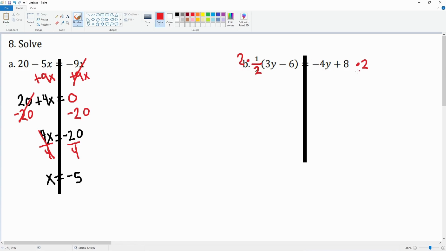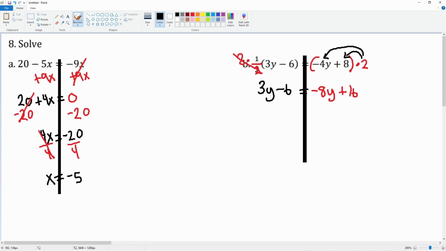So be careful on the left-hand side. This multiply by 2 is going to be multiplied to everything here, so put this in a parentheses. The 2 times 1 over 2 will cancel. On the left-hand side, you're left with just a 3y minus 6. On the right-hand side, this 2 is being multiplied to both terms, so think about it as just being distributed. The 2 times negative 4y becomes a negative 8y. 2 times 8 becomes a 16.